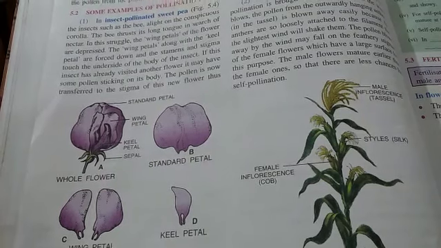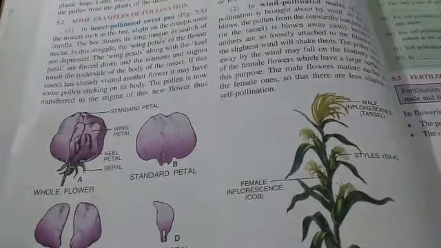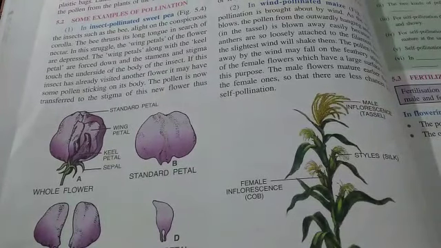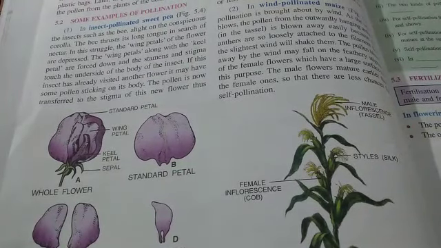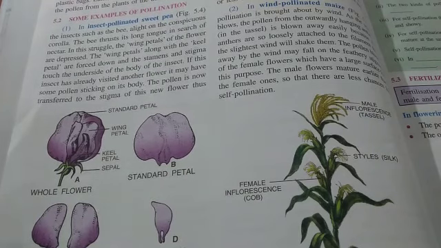Plant breeders use this in horticulture, and scientists also use this technique for producing new varieties of plants. This artificial breeding is there.